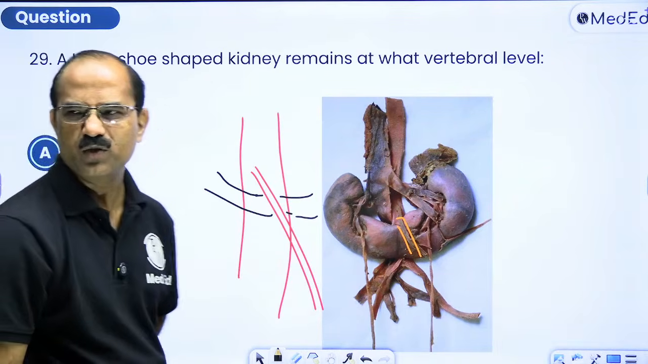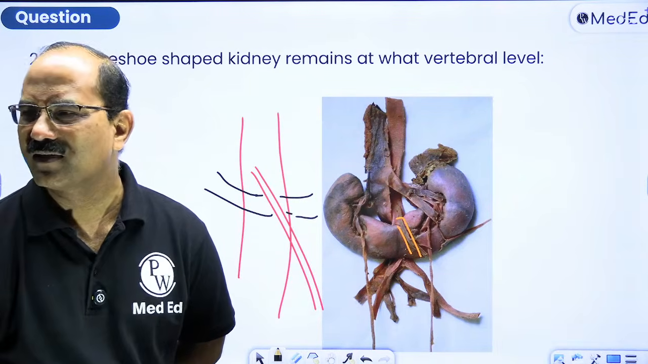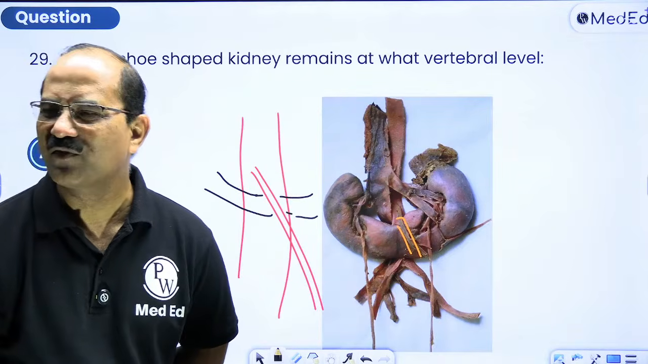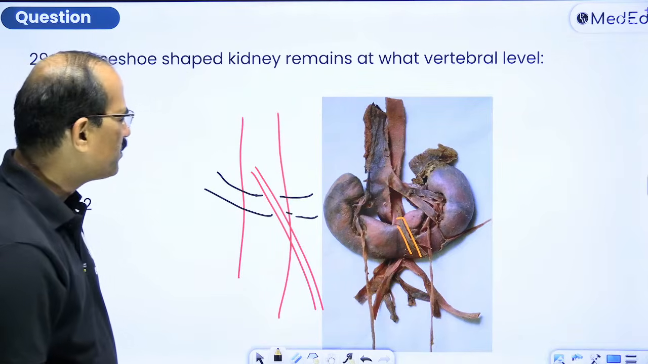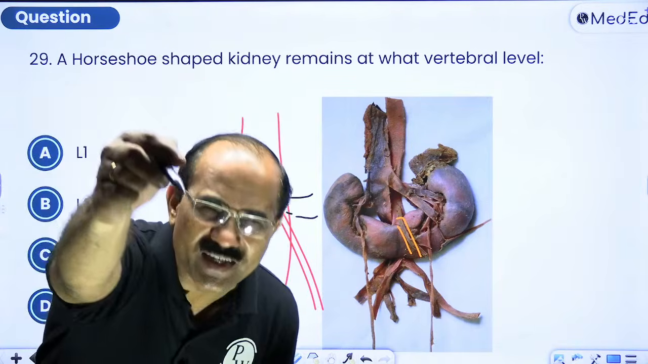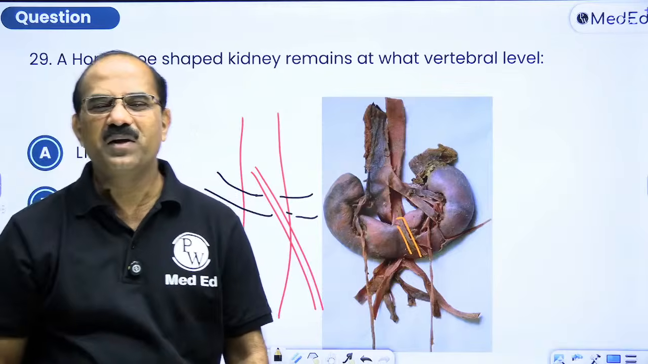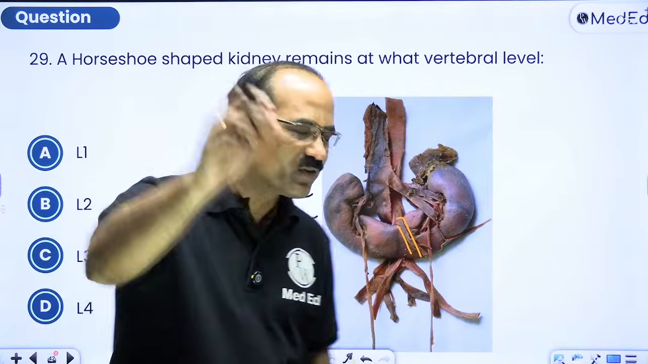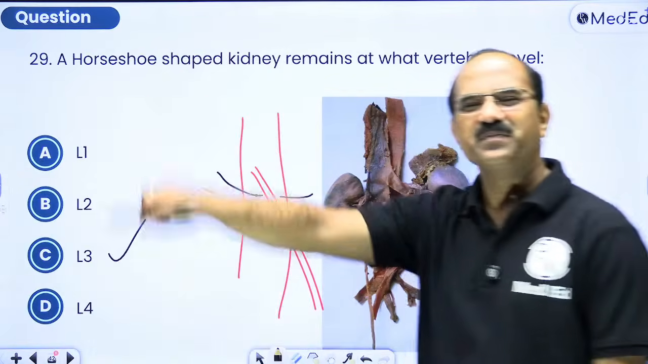What is that structure? Artery का नाम बोलो. Which artery is that? Inferior mesenteric. Very good. Artery is inferior mesenteric artery. Inferior mesenteric artery का vertebral level is L3. Come on students, L3. So answer होगा इसका L3.